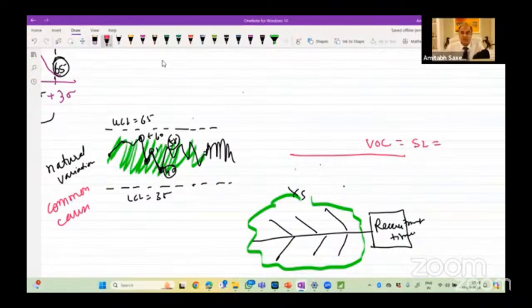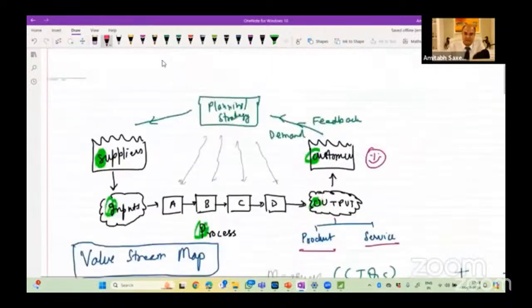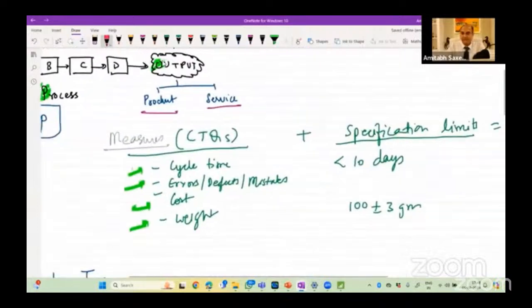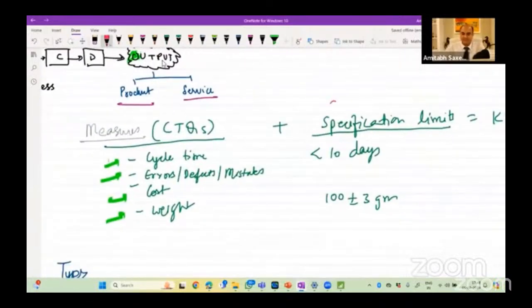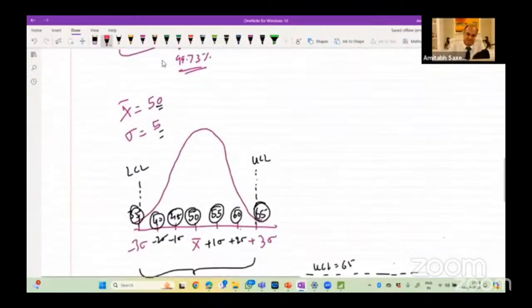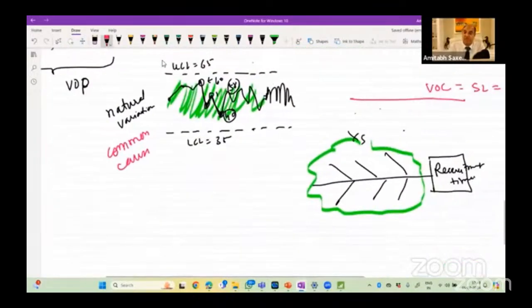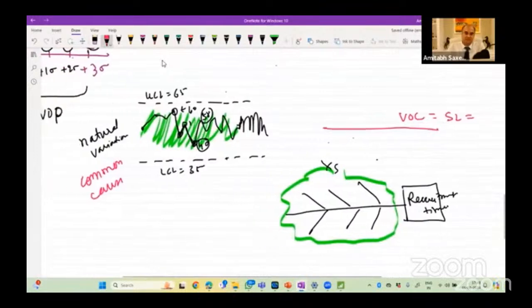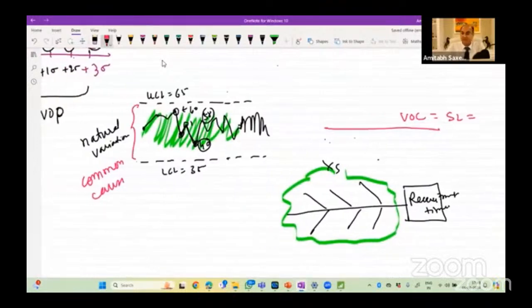Specification limit. I told you about specification limit right here. If you go back, these are the SLs, specification limits. Cycle time should be less than 10 days. Recruitment time should be less than 50 days. This is known as voice of customer. So this was voice of process. This was voice of customer.